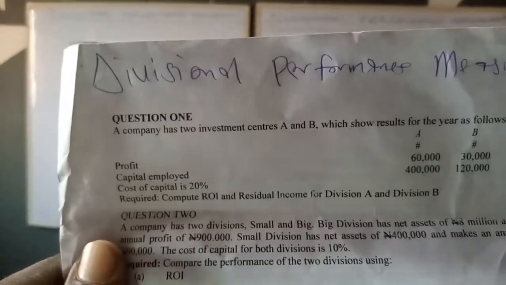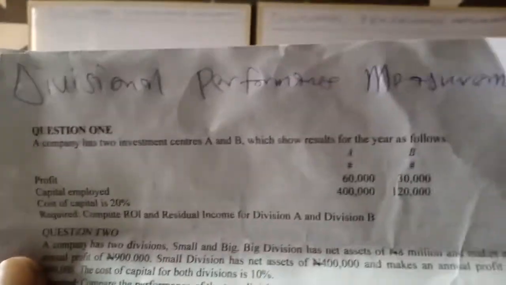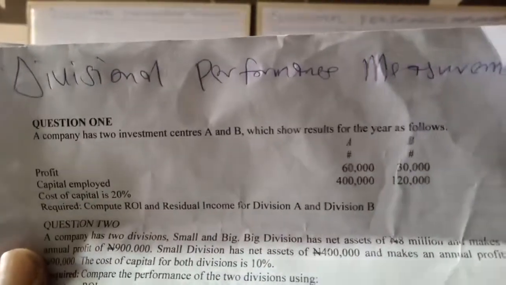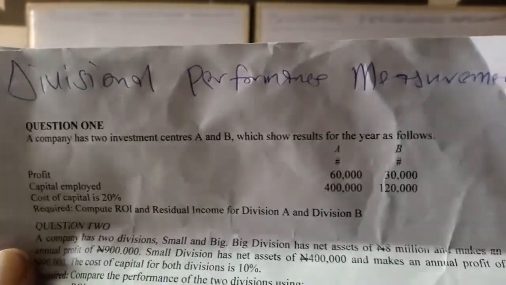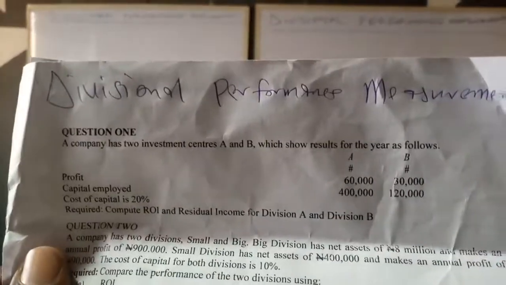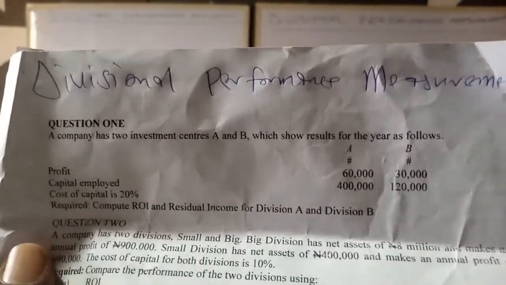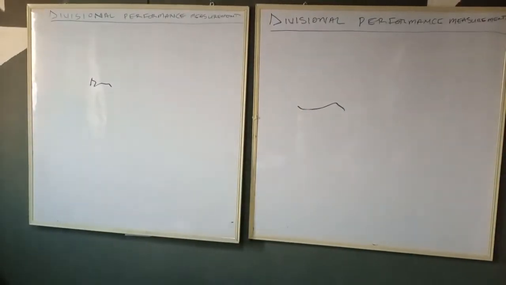A company has two investment centers, A and B, which show results for the year as follows. We have profit and we have cost of capital. We have capital employed, which is 400,000 and 120,000 respectively, and we have cost of capital, which is 20%. Required: compute return on investment and residual income for divisions A and B. That's all they say we should solve from question one. So we'll be looking into the solution of question one.